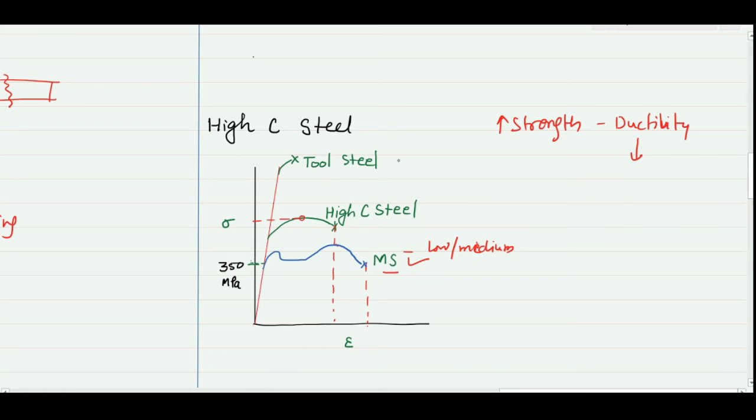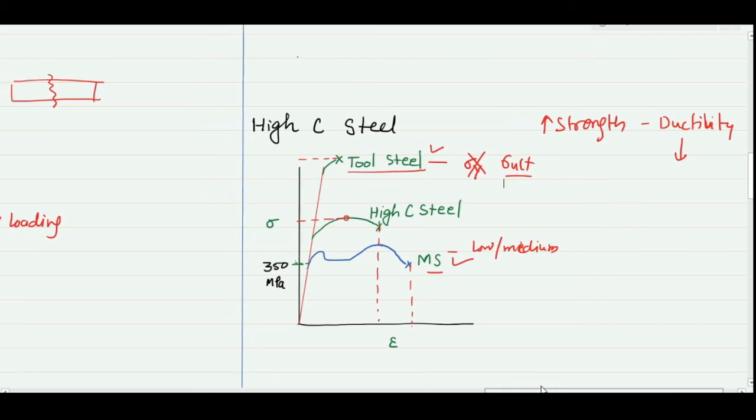Similarly, we are also showing the tool steel. Tool steel is almost a brittle material. So we don't have any kind of change in length. There is a linear line, and after that we have the sudden failure. So in case of tool steel, again we cannot identify yield strength. We can only define the ultimate strength of the tool steel.